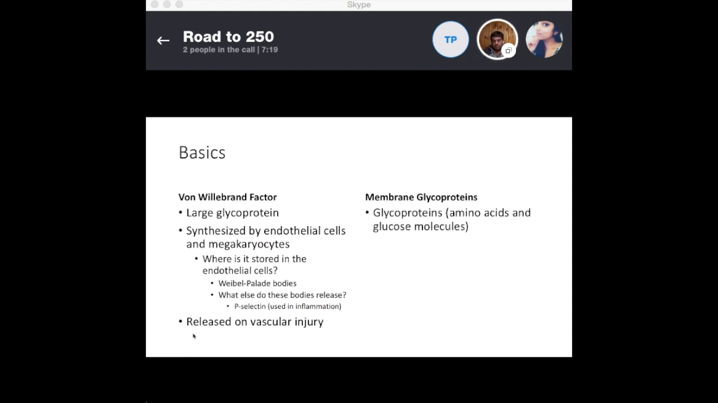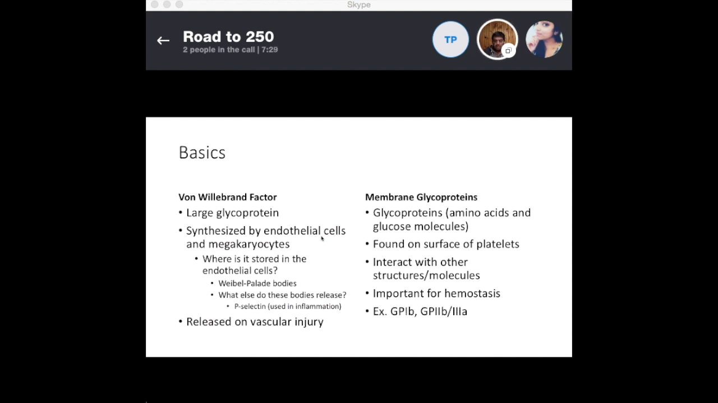The membrane glycoproteins are found on the surface of platelets, and they interact with other structures and molecules. So they're important, and the examples are GP1B or GP2B3A, which come into play a lot in this lecture.